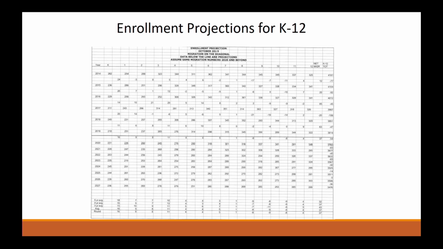Do you ever use percentages for the migration? You know, like say it's 5% a year.